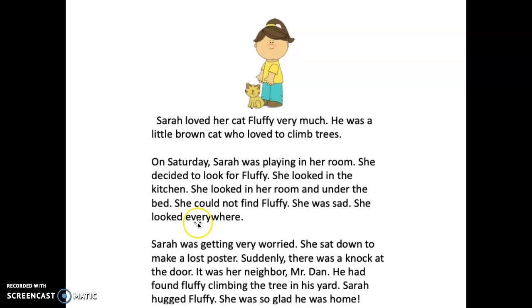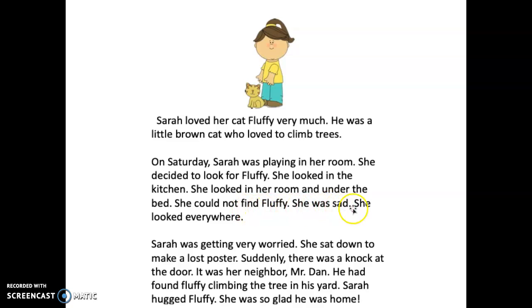Here's my story with a little picture of our characters. I'm going to go ahead and read it for you. Sarah loved her cat Fluffy very much. He was a little brown cat who loved to climb trees. On Saturday, Sarah was playing in her room. She decided to look for Fluffy. She looked in the kitchen. She looked in her room and under the bed, but she could not find Fluffy.